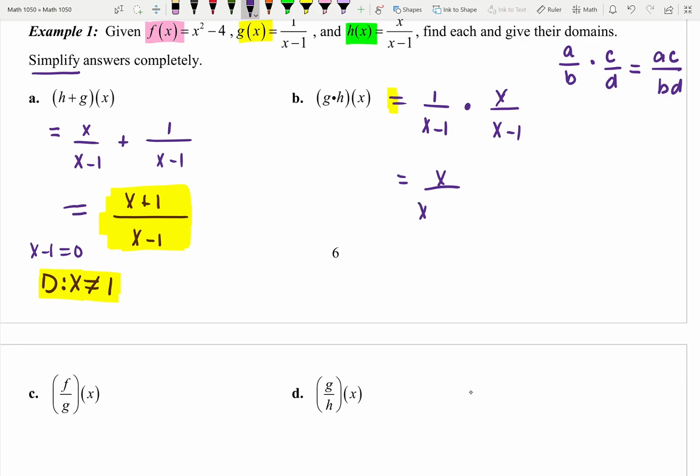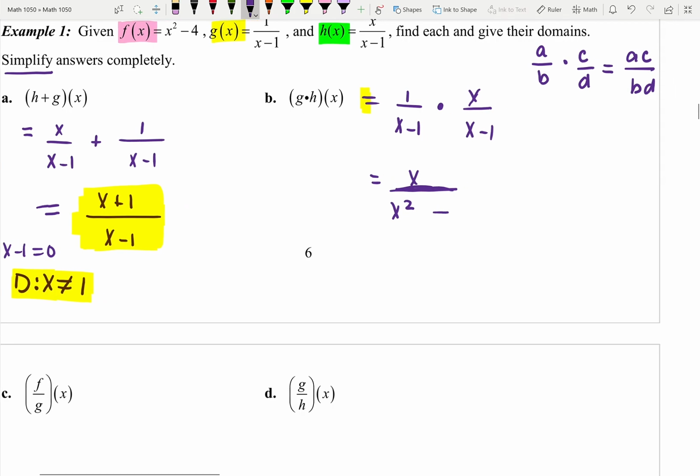So when you do that, x times x is x squared. x times negative 1 is negative x. Negative 1 times x is negative x. A negative x and a negative x is a negative 2x. And then a negative 1 times a negative 1 is a positive 1. Okay, so that's your answer.